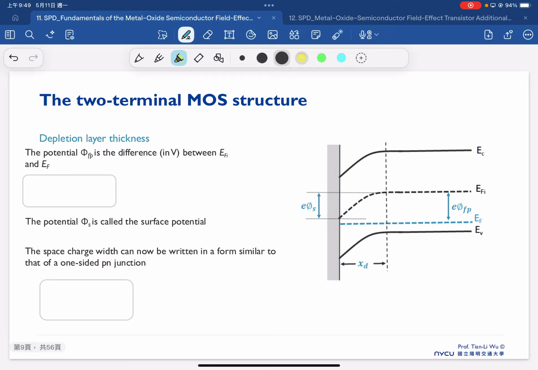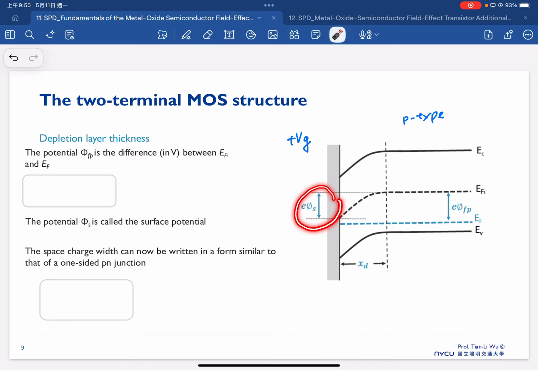So the next question we will be interested in is how to determine this depletion layer thickness, which is also the space charge thickness, XD here. This is the case where we consider a p-type substrate under a small positive bias. With this consideration, we have two different parameters. One is what we call phi s, which is the surface potential.